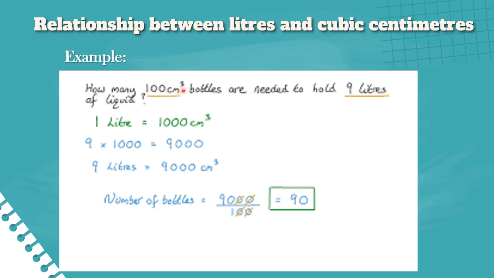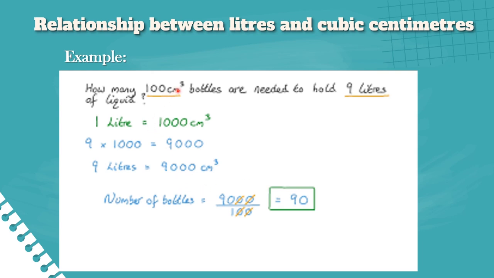You can see that the numbers are underlined: 100 centimeter cube, 9 liters. So first of all, change your 9 liters to centimeter cube. How? 1 liter is 1000 centimeter cube. Remember, I told you when you want to change your liters back to volume, you multiply by 1000. That's why you have 9 times 1000, which gives us 9000. So 9 liters is 9000 centimeter cube. When you multiply your 9 liters by 1000, you are going to get your answer in centimeter cube.